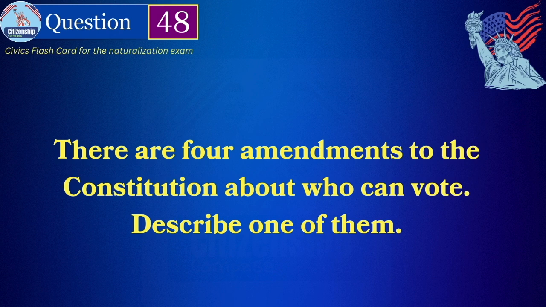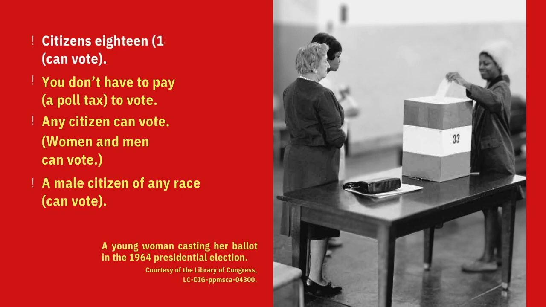There are 4 amendments to the Constitution about who can vote. Describe one of them. Citizens 18 and older can vote.